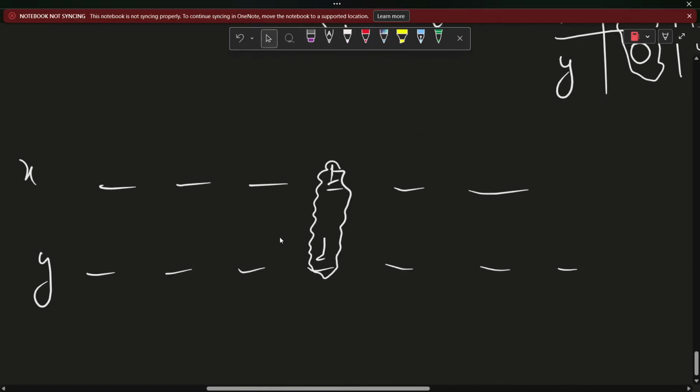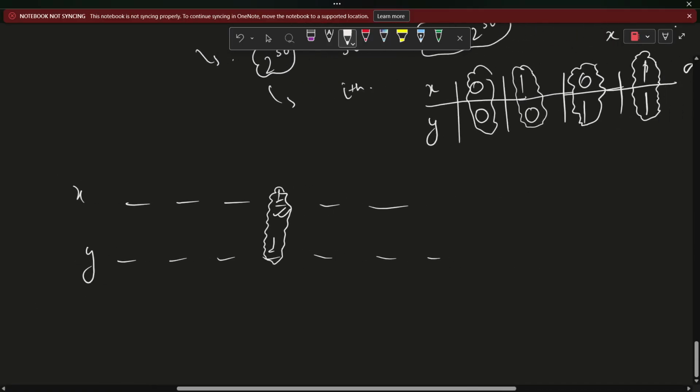So at some index, if at some index my bit is set in both x and y, then what can I do? I'll consider the case when I have to increase something. If I'm decreasing, let's say, what I can do is make this 0.